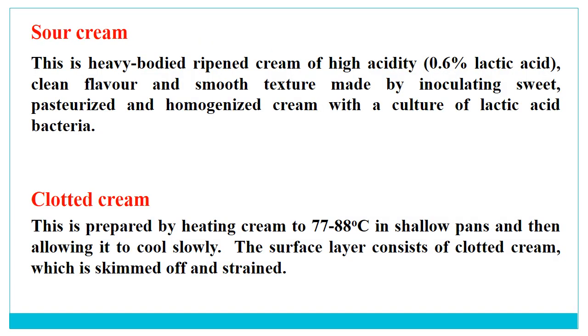Now we will see sour cream. This is heavy bodied ripened cream of high acidity, that is up to 0.6% lactic acid. Clean flavor and smooth texture are obtained by inoculating sweet, pasteurized and homogenized cream with a culture of lactic acid bacteria. So sour cream is produced from fresh sweet cream by fermenting with lactic acid bacteria. Then there is clotted cream. This is prepared by heating cream to 77 to 88 degrees Celsius in shallow pans and then allowing it to cool slowly. The surface layer consists of clotted cream, which is skimmed off and strained. So this is a special kind of cream.